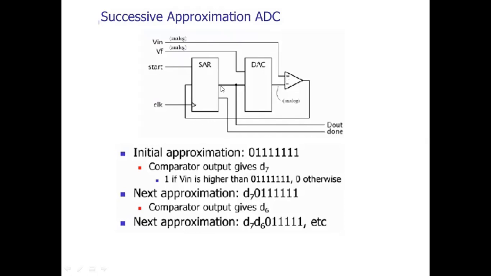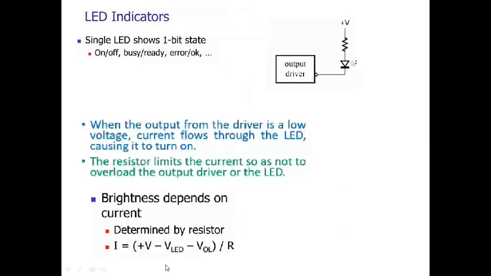The main demerit here is that the time taken is more. When compared to the flash ADC, the successive approximation ADC will take 8 clock cycles, hence the time consumed is more. You can take the help of this particular figure and these statements to explain this. Next is LED indicators.